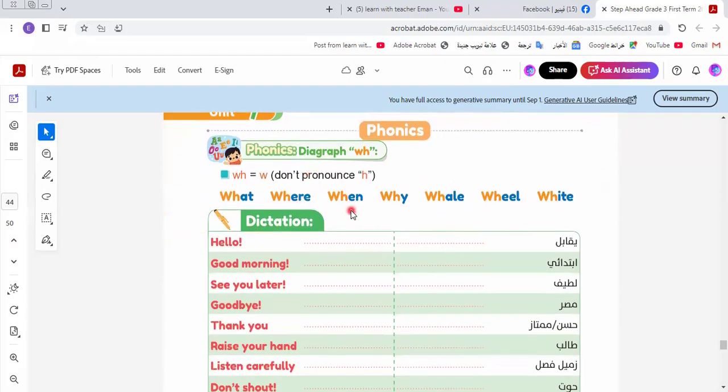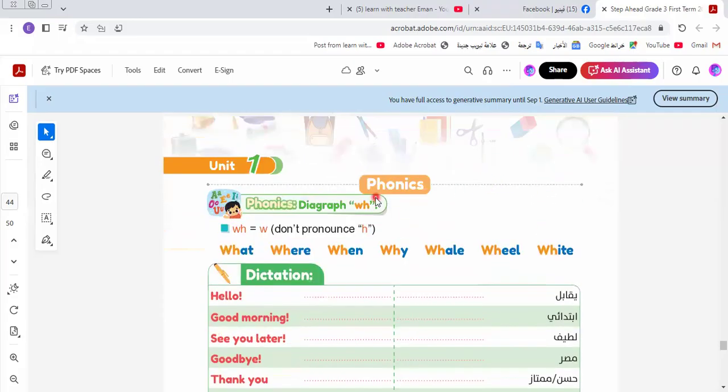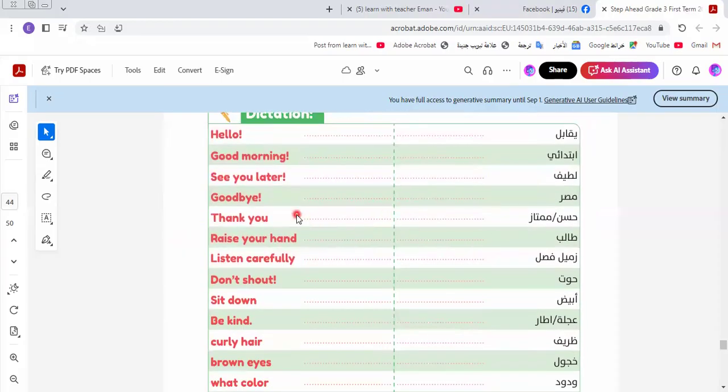Here we have the phonics digraph. Let's learn it together: what, where, when, why, wool, wheel, white. This is called in phonics a digraph. Di means two. Here is what, where, when, why, wool, wheel, white. I think now we know how to do this.